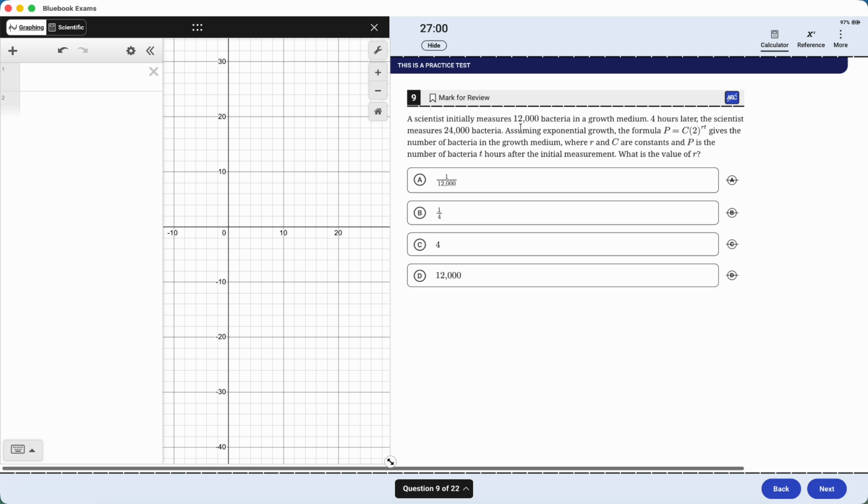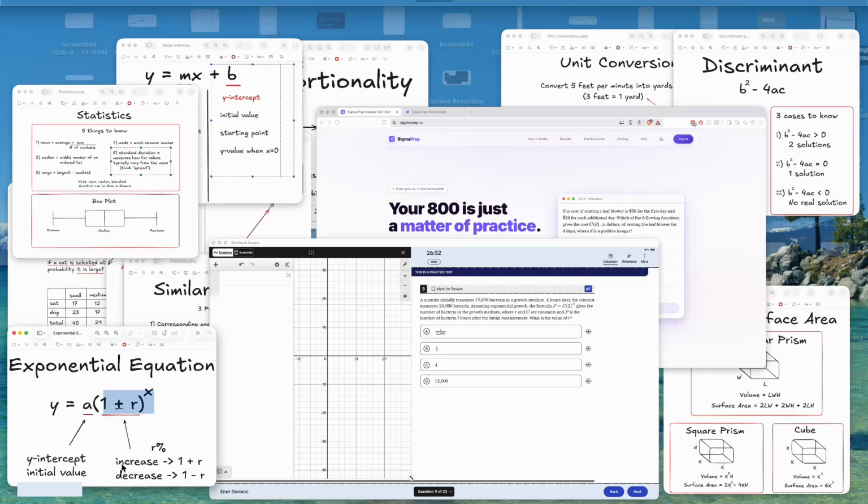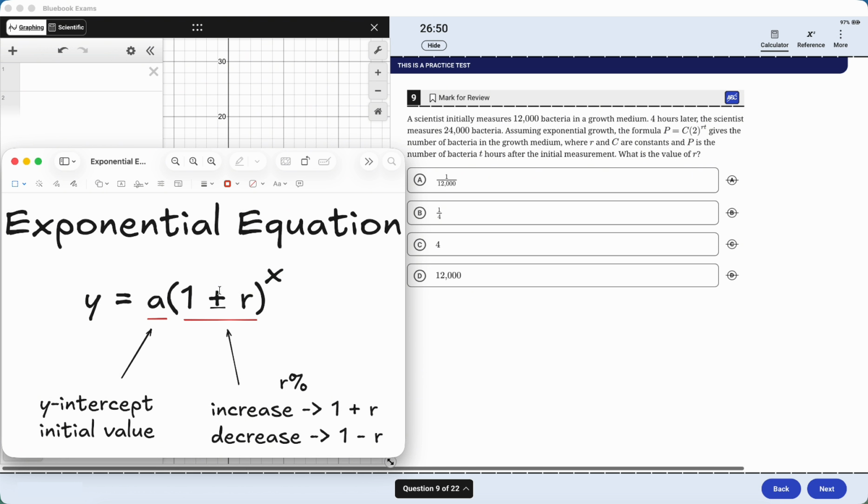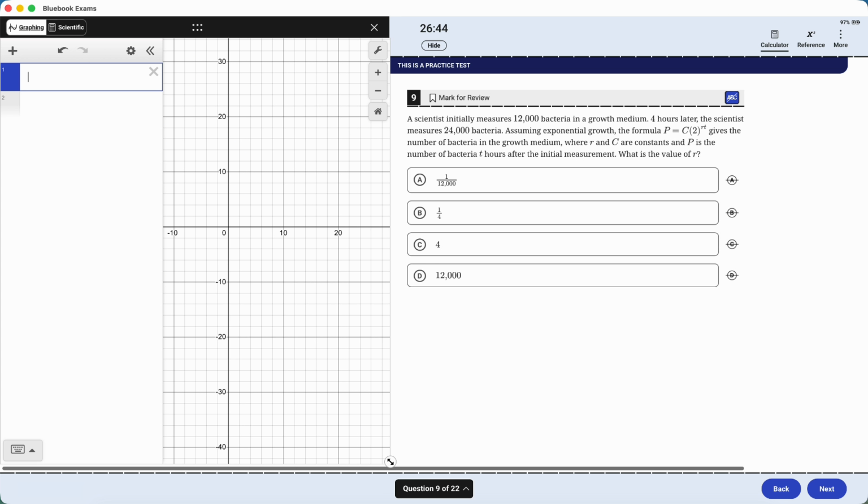And P is the number of bacteria T hours after the initial measurement. What is the value of R? Okay, so this is not too bad, especially again, if you know about the exponential equation, we talked about it. You see, this is in that form. A number out front represents the initial amount. That's 12,000, right?